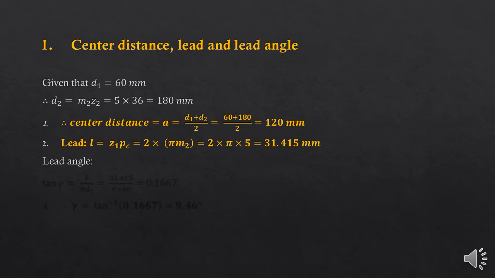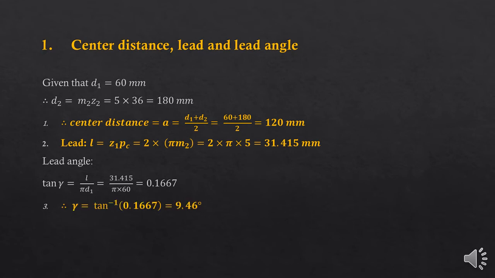Alright, and lead angle you can determine using the formula tan gamma is equal to lead by pi d1. Substitute that and you will get gamma as 9.46 degrees. Right, therefore the center distance, lead and lead angle are obtained. So let's look into the next slide.